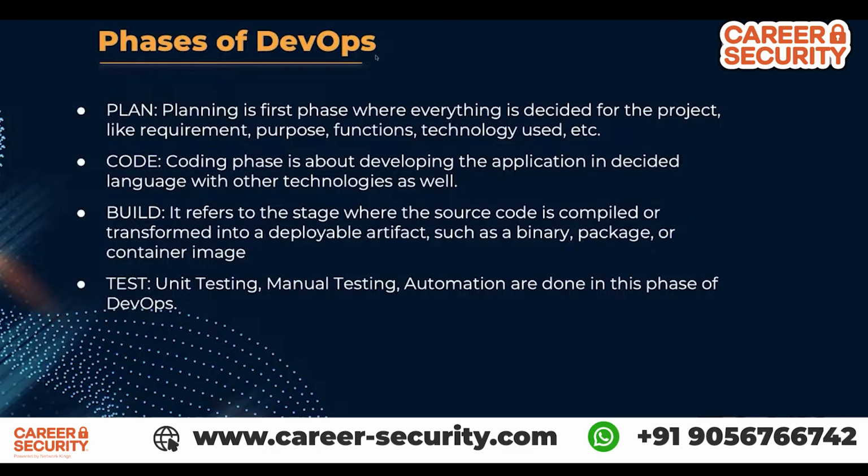In the planning phase, whatever the requirements, whatever functions we have thought of, like the application should have these many functions, we have to test all those things. Those things can be tested with the help of unit testing, manual testing, as well as automation testing. All these tests are done in the test phase.